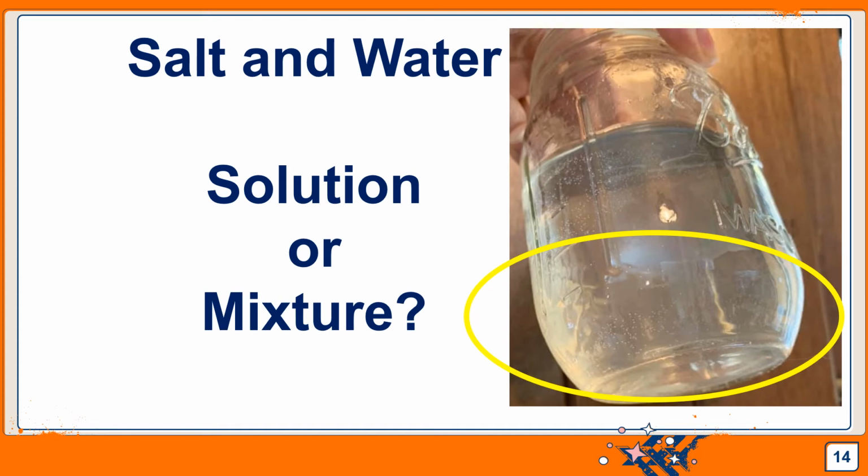Sometimes a mixture is called a solution because a solution is made of a solute and a solvent. A solute is the substance that gets dissolved, and a solvent is the substance that dissolves the solute. For example, some sports drinks are a solution that is made of water, the solvent, and a powdered sports drink mix, the solute. So, yes, if you said a solution, you are correct because the water dissolved the salt. This is a solution.